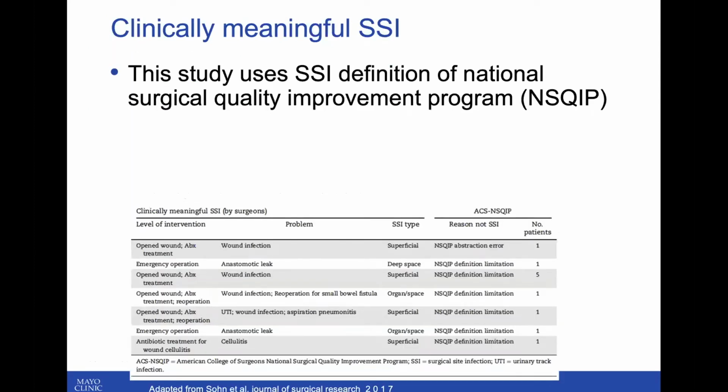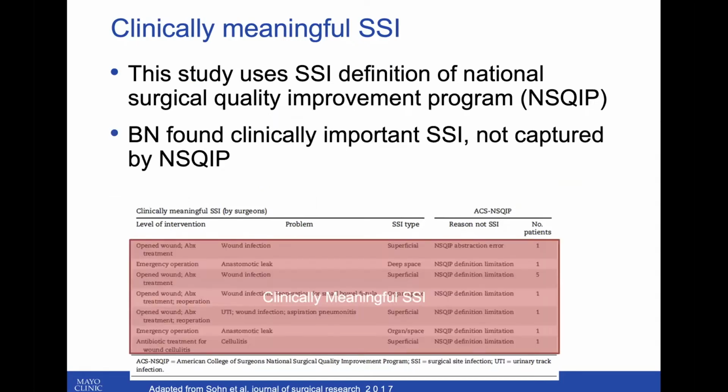And this study used the surgical site infection definition from the NSQIP, the National Surgical Quality Improvement Program, that's annotated by humans. But when we use the machine learners, we are able to find clinically important surgical site infection that is missed by the human. It was not captured by the human annotator in the NSQIP, but captured by the machine learner.